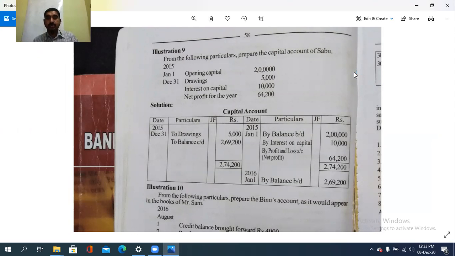Then interest on capital. What is the entry? Interest on capital account debtor to capital account. So by interest on capital 10,000. And net profit for the year 64,200. So by profit and loss account, that is the net profit. So the net difference will be how much? 2,69,200. Another question.